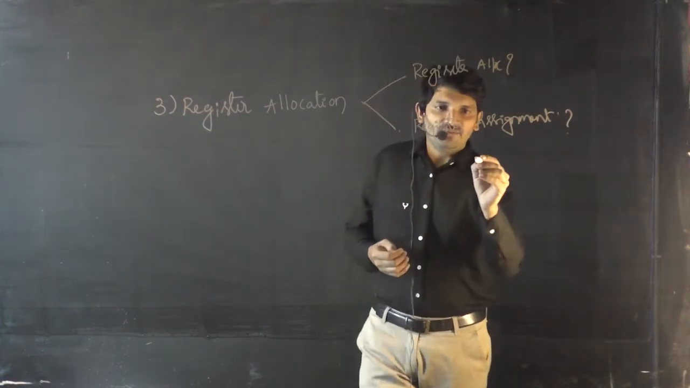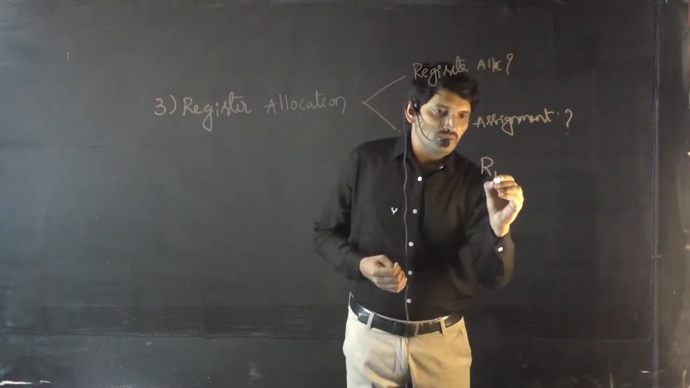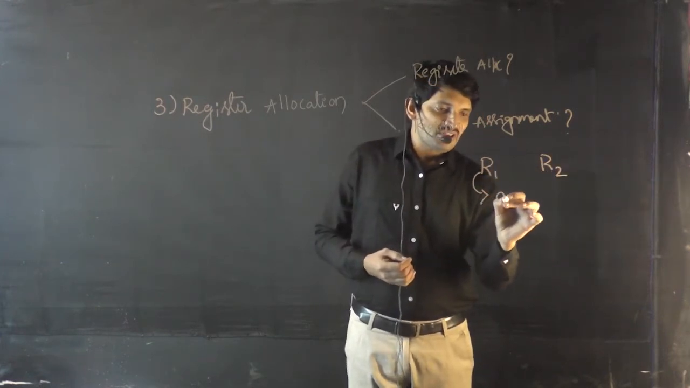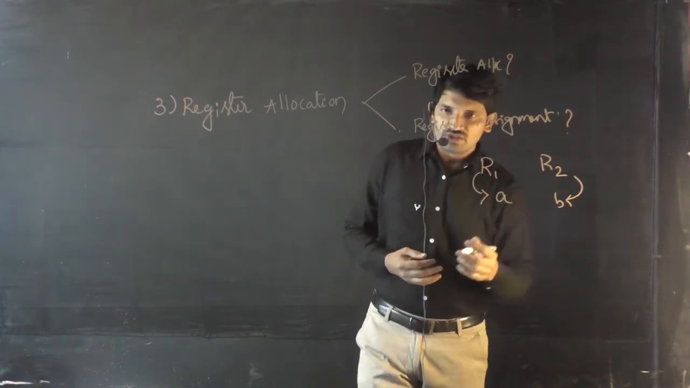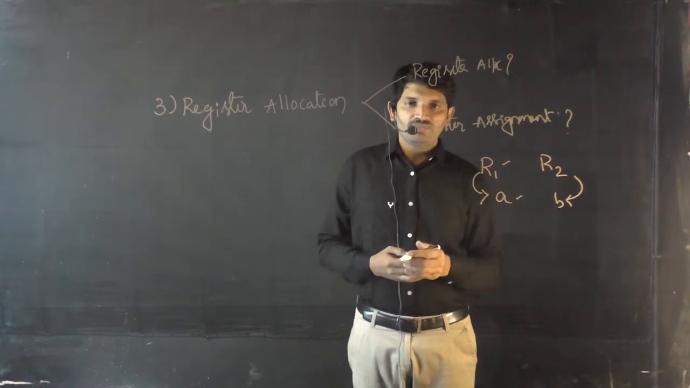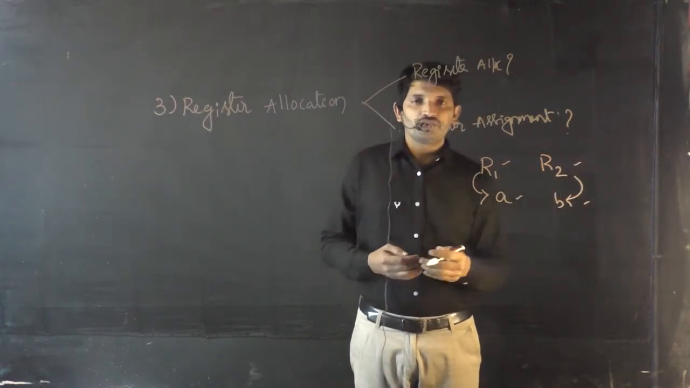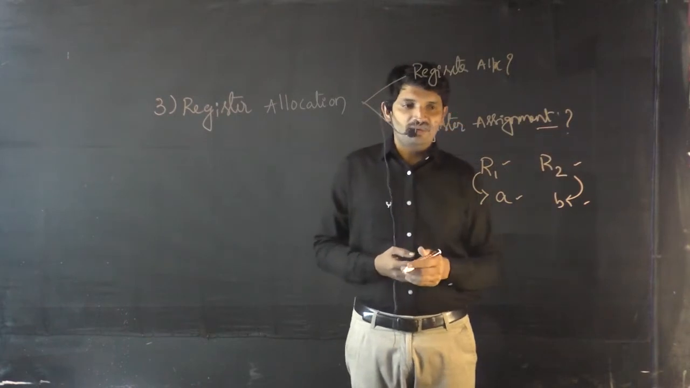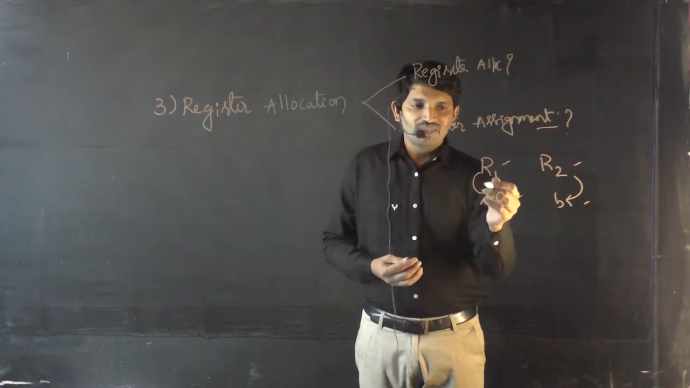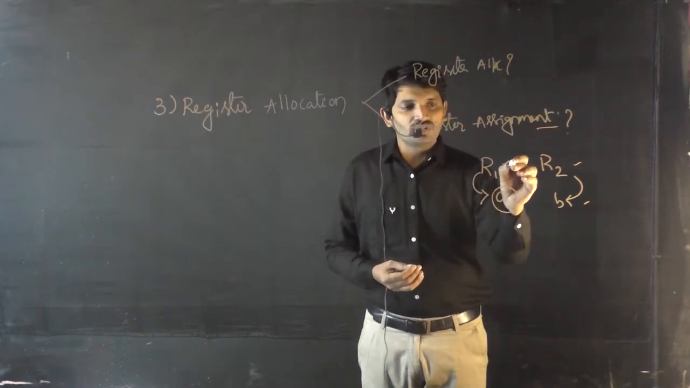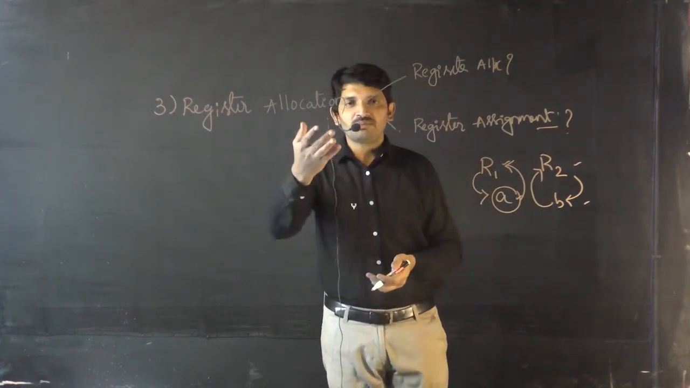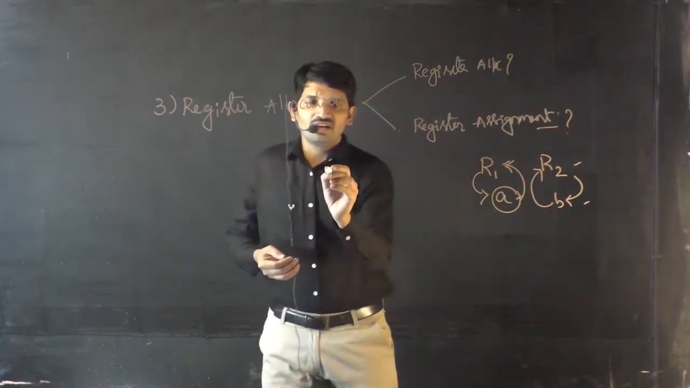For example, there are two registers R1 and R2. In these two registers, we are keeping the values A and B. So we can say that register R1 is allocated to A and register R2 is allocated to B. Now come to register assignment, which is the reverse of register allocation. Here we can say A is assigned to register R1 and B is assigned to register R2. This plays a major role while generating the code.